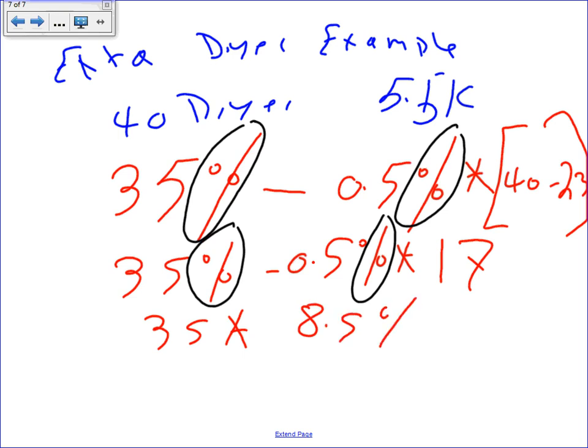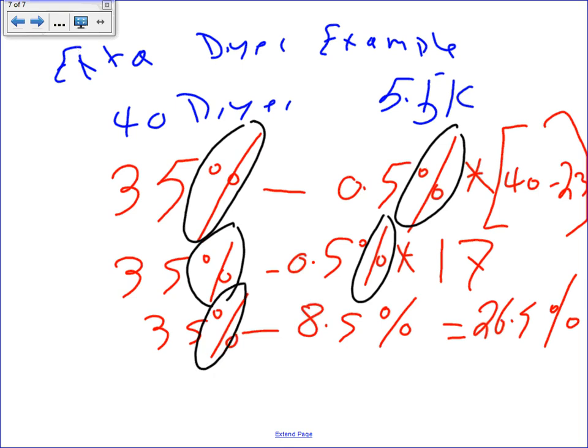So that will give me 8.5, again percentage. And don't forget, minus, and this is percentage. So I'm just going all the way. If you do the math, what's 35 minus 8.5? How much? 26.5 percentage. Now, again, do not cash it. That's where we're going to cash it, at the end.